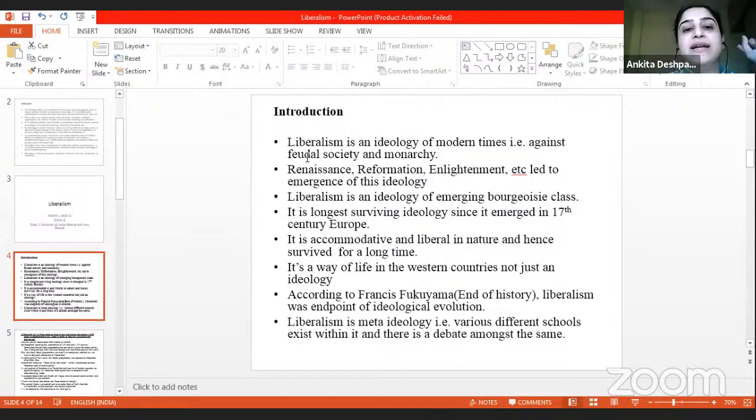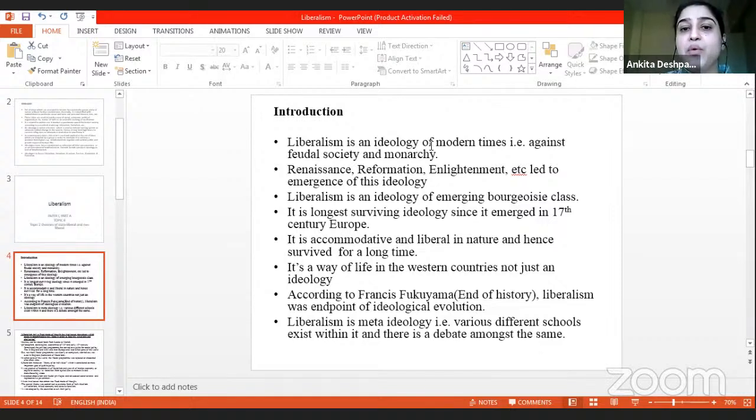So just remember, it is a reaction against feudal society that was seen in Europe and absolute monarchy that was seen in Europe. Second, Renaissance, Reformation, Enlightenment led to the emergence of this ideology. Liberalism is an ideology of an emerging bourgeois class. Bourgeois is nothing but modern capitalist, simplistically meaning the people who own social means of production, industries, etc. The people who own these are called the capitalist class. So the modern capitalist class is nothing but the bourgeois class. When you talk about Marxism, Marxism is the proletariat class, right? The opposite class, the worker class. So liberalism is an ideology of the emerging bourgeois class, the modern capitalist class. These people, the modern capitalists, started questioning why only landlords should have ownership of land.